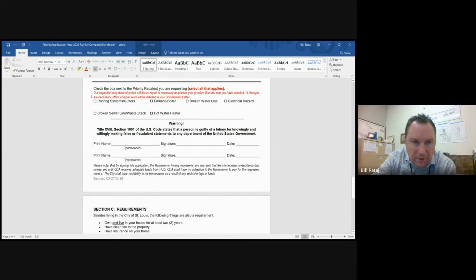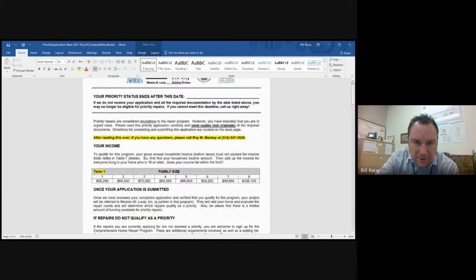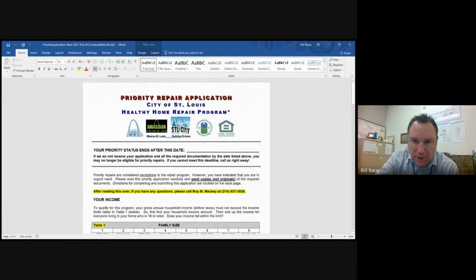What I pulled out here, we have two different types of applications. We have a priority repair application. And let me just scroll back up to the top. It says, priority repair application.